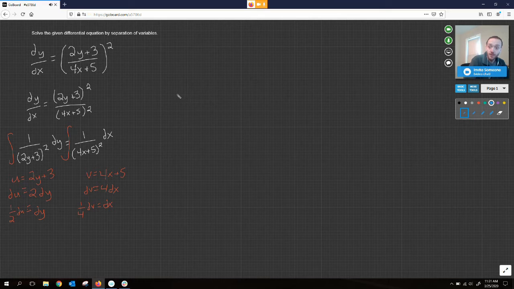So, going over here, plugging all those substitutions in, where I see my 2y plus 3, I'm going to put my u, and where I see my dy, I'm going to put a 1/2 du. So I'm going to have the integral of 1 over u squared du, and let's put that 1/2 right out here, since constants can just come outside the integration. And then that will equal the integral of 1 over v squared dv, because that 1/4 is just coming right out here.